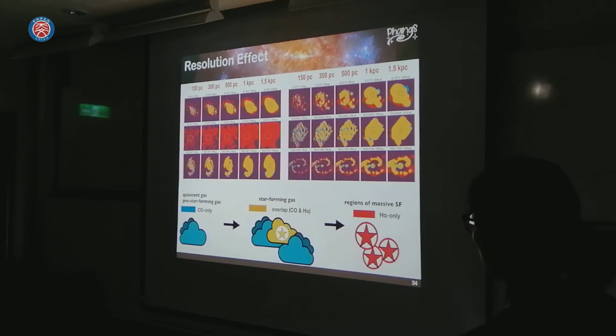And so to resolve this star formation process, or to study star formation in nearby galaxies, I would say the minimum required physical resolution is about 500 parsec, because when the resolution is lower than 500 parsec, we no longer see quiescent gas or massive star forming regions.